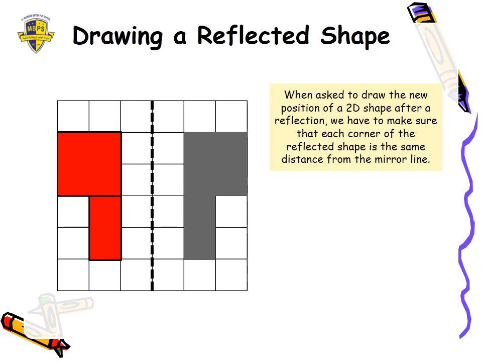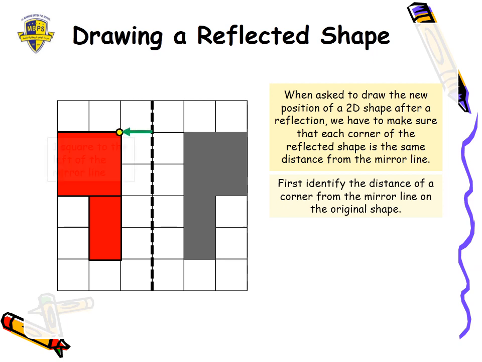Now let's try to solve this example. Here you can see the red shape and we want to draw the reflection of this shape. The first step, you have to choose a corner, any corner you want. Here we choose this one, the yellow one. Then find the distance between the mirror line, which is the vertical one, and this point we chose. The distance is 1 square to the left of the mirror line. So the new point should have the same distance, only 1 square.